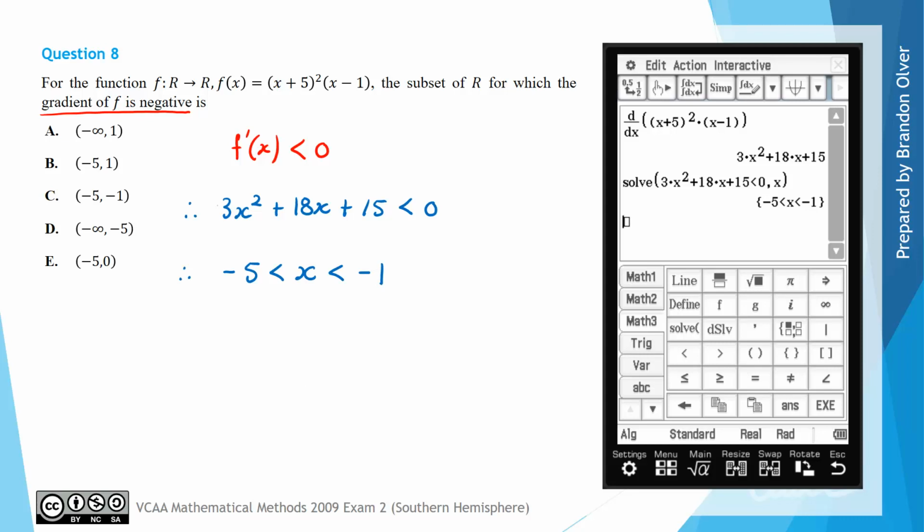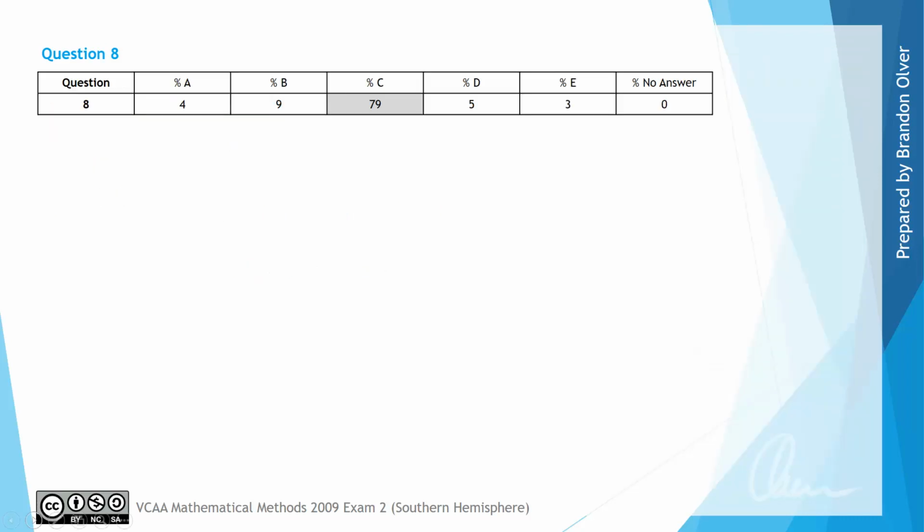So we want it in interval notation, that's what the answers are given in. So option C is the correct answer, as that interval describes x is an element of negative 5 to negative 1, both not included as they're in round brackets. So option C is the correct answer for this question. From the examiner's report, we can see that almost 80% of students got this question correct, so it was fairly well done on this exam.